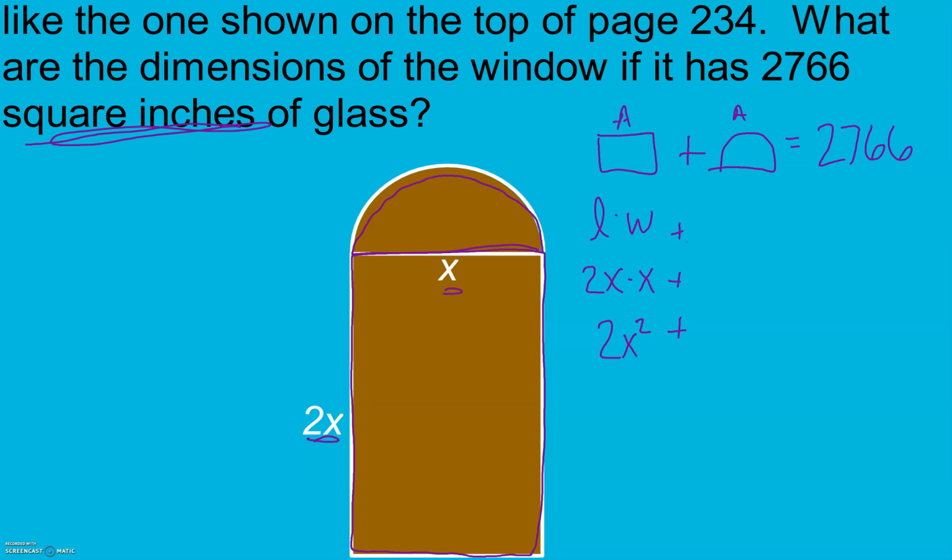Remember, the area of a circle is pi r squared. But we don't have an entire circle here, guys. We just have half of a circle. So it's half of pi r squared.